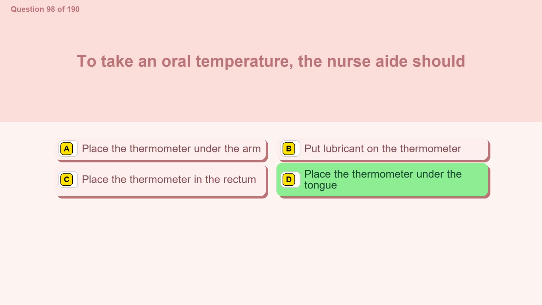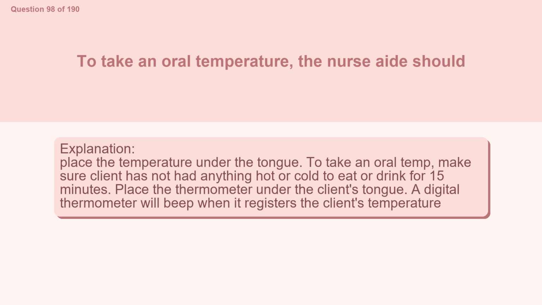The correct answer is option D, place the thermometer under the tongue. To take an oral temp, make sure the client has not had anything hot or cold to eat or drink for 15 minutes. Place the thermometer under the client's tongue. A digital thermometer will beep when it registers the client's temperature.